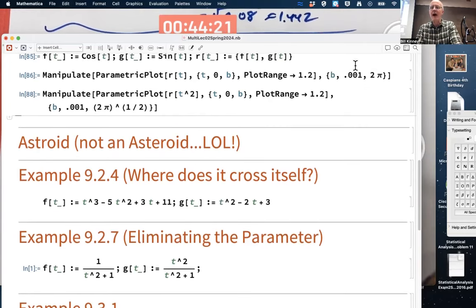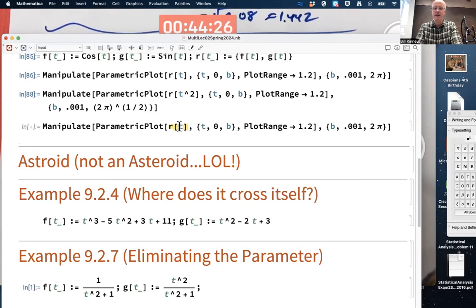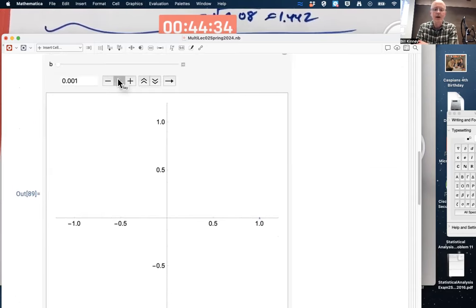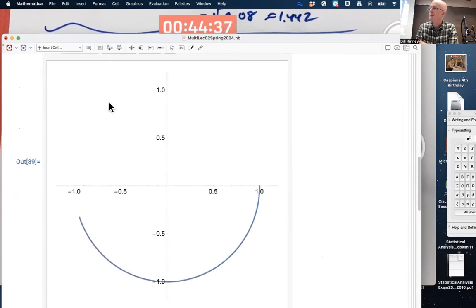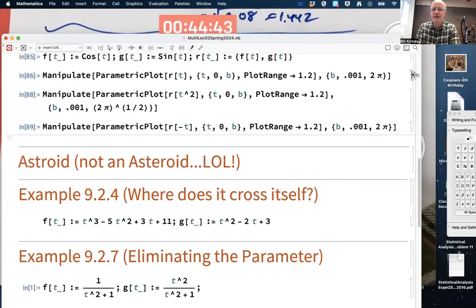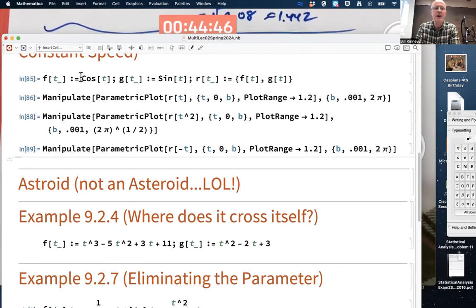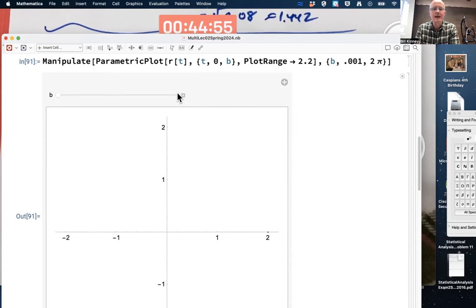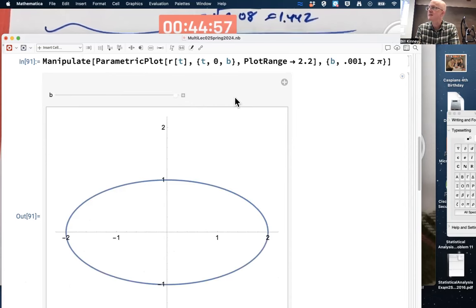I could make the motion go backwards the other way, clockwise instead of counterclockwise. I could replace t with negative t. Make the motion go counterclockwise, starting at the same point. I could make the motion elliptical instead of circular, though I need to change these functions. Maybe 2 cos t and sine t. Now the graph is an ellipse.